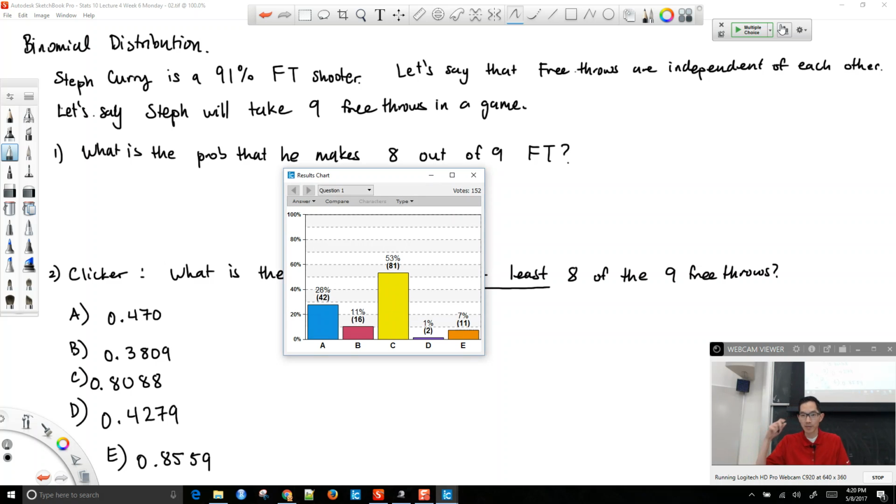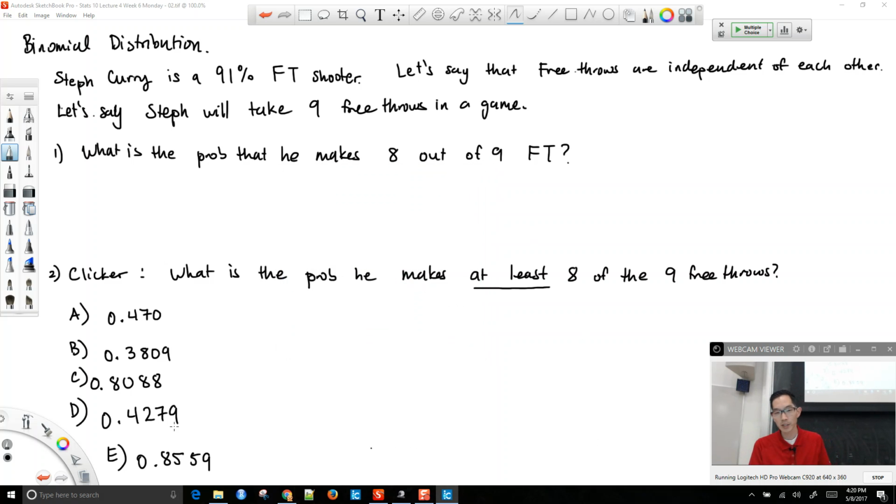All right, let's see. The correct answer is C. All right, well let's take a look. What is the probability he makes 8 out of 9 free throws? Okay, so probability he makes 8 out of 9 free throws.